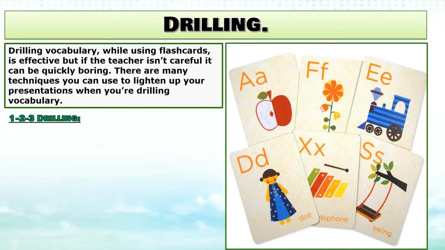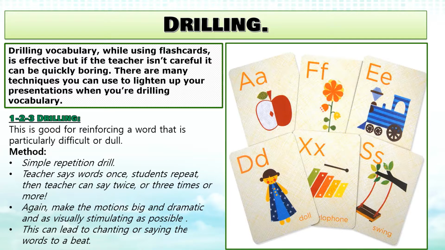1, 2, 3 drilling. Now this is particularly good for reinforcing words that are difficult or dull. It's a simple repetition drill. The teacher says the word once, the students repeat it once. The teacher says the word twice, the students repeat it twice. 3 times, they say 3 times, and so on, as many times as you feel necessary. You make the motions big and dramatic like before, and you make it as visually stimulating as possible. And eventually this can lead to chanting or saying the words in a beat.